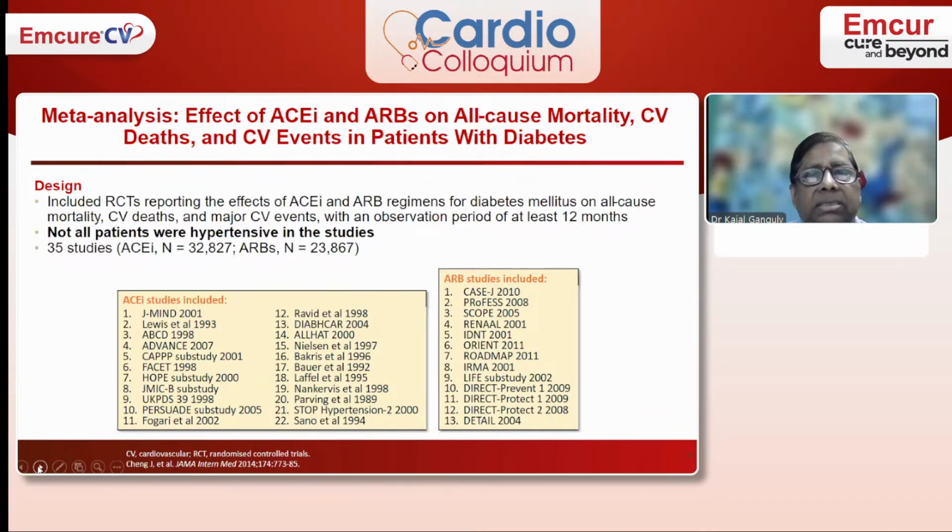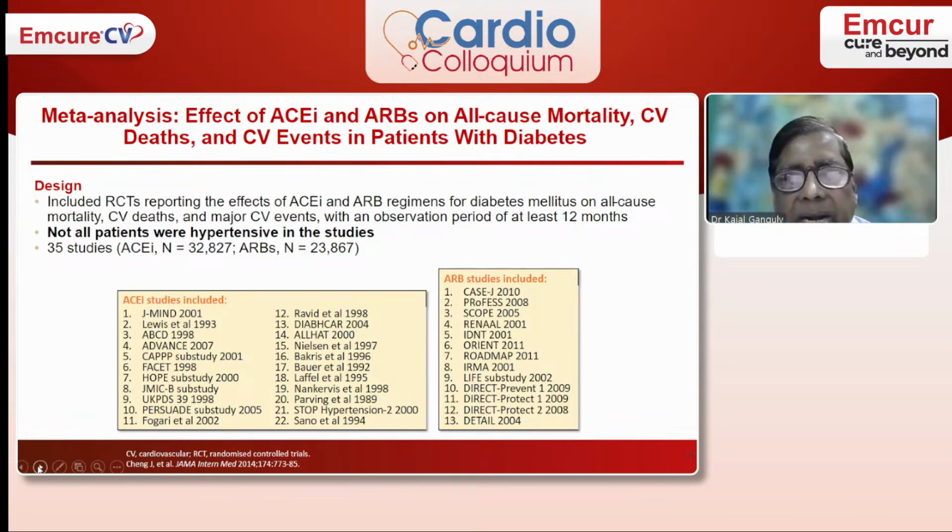So, a meta-analysis of all these trials, including RCTs, reported the effects of ACE inhibitors and ARB regimens for diabetes mellitus patients on total mortality, CV death, and major CV events with an observation period of at least 4 years. Not all patients in these studies are hypertensive.